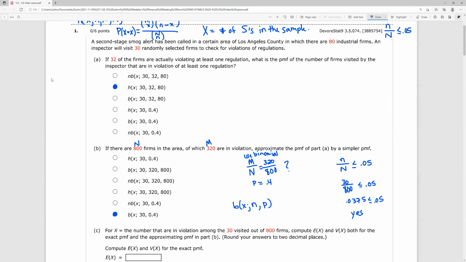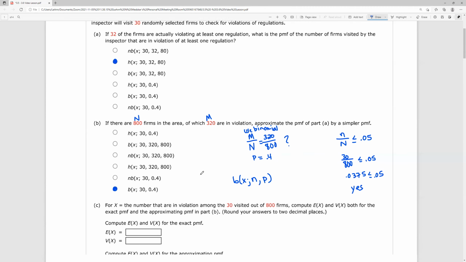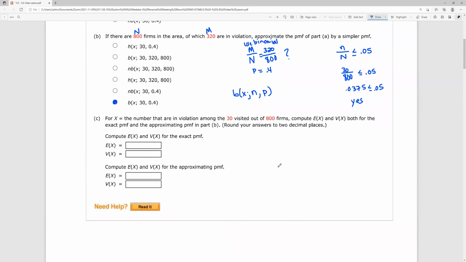We have our binomial of our variable x, which is dependent on our sample size n being 30 and a 40% success rate for being in violation. Okay, so now we're going to get down to this point, and they want us to focus on what we gave as our numbers for part B. We're going to be using that 800 firms.